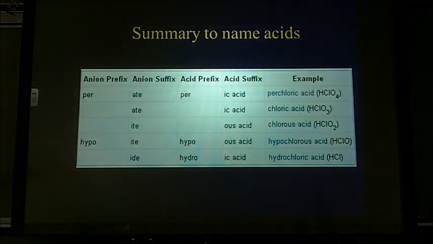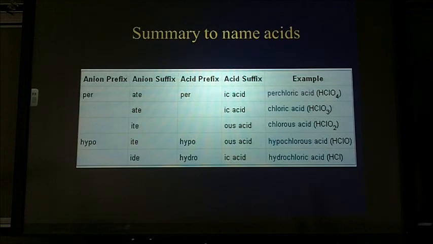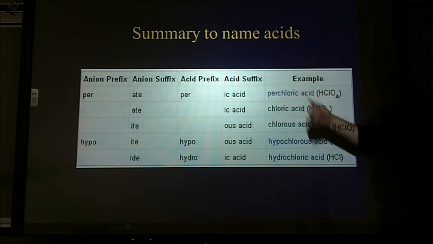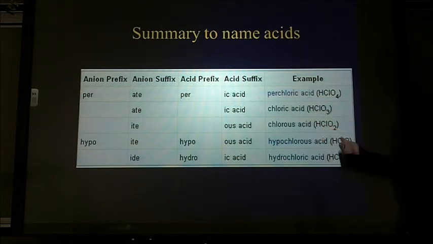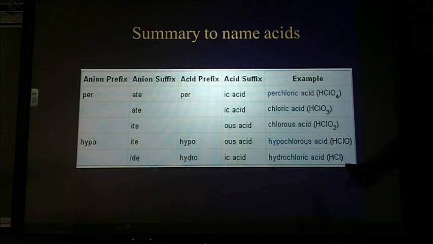Now here's a nice chart or table that shows the different examples using ClO3, which is chlorate. If I add an oxygen, then I have perchlorate, and then we just call that perchloric acid. Remove an oxygen, remove two oxygens, then if you have no oxygens. So it's a pretty good table.